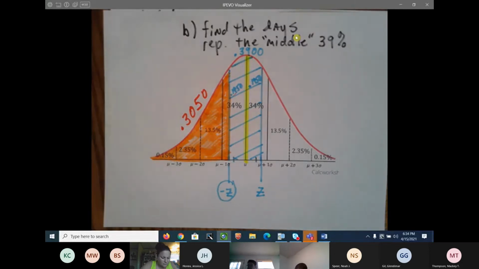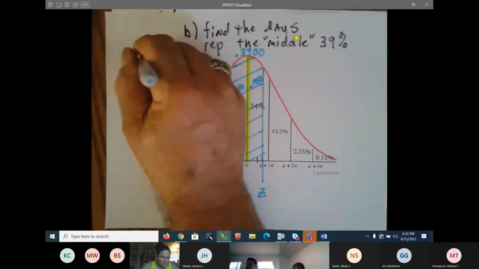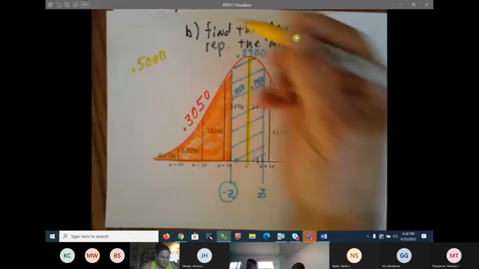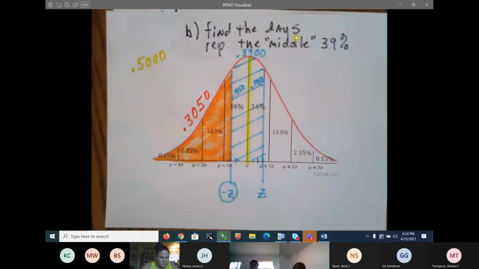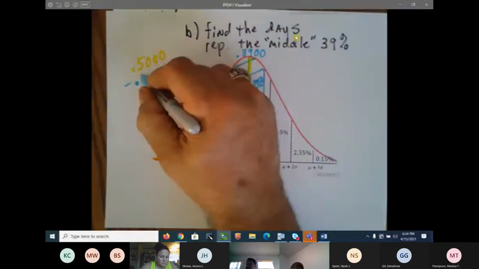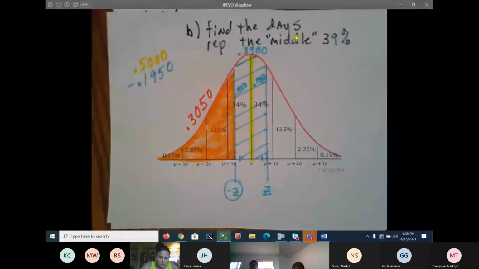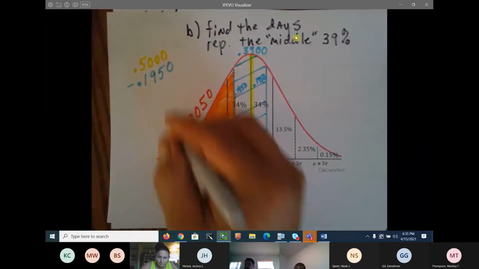So I'm going to do it for you. I'm going to let the yellow represent 0.5000. That equals 50%. And we're going to subtract the blue, which is 0.1950. Somebody subtract that with your calculator and tell me what you get. 0.305. There you go.